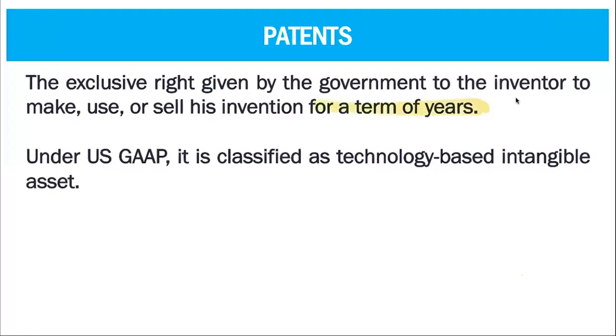So if ever you invent something, you need to register it with the government so that you have the exclusive right on that particular invention. It doesn't mean that if you invent something, you can already make use of it and you can sue anyone. The first one who has the patent on it has the first right. So under US GAAP, this is known as your technology-based intangible asset.